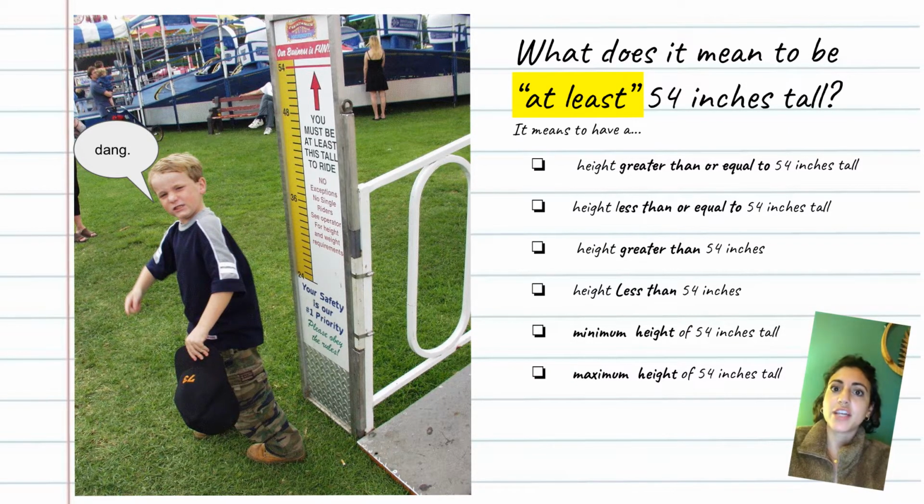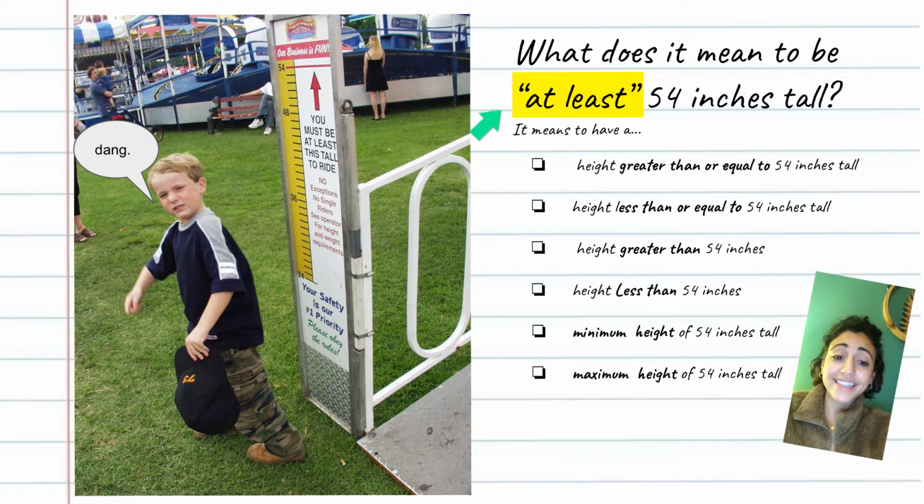Pause the video and just give a thought about that. What does it mean to be at least 54 inches tall? So, to be at least 54 inches tall, that means that you have to have a height that is greater than or equal to 54 inches. So let's say you're 60 inches tall, right? You are at least 54 inches tall. Your height's greater than or equal to 54 inches.